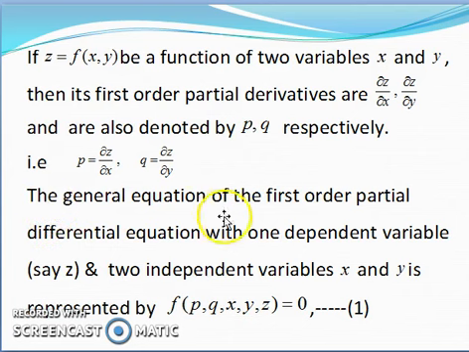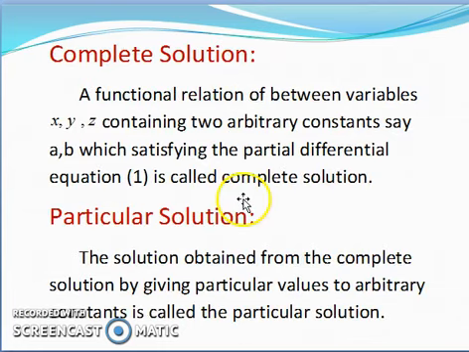The general equation of the first order partial differential equation with one dependent variable, say z, and two independent variables, say x and y, is represented by a function f(p, q, x, y, z) equal to 0. This we can denote as equation 1.